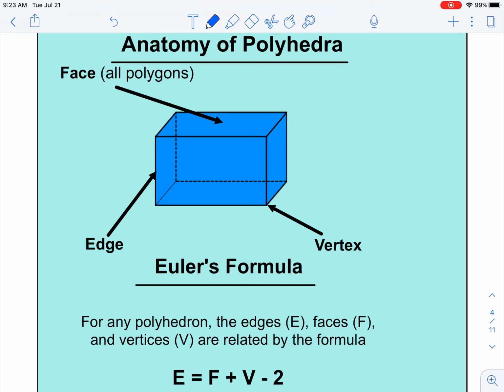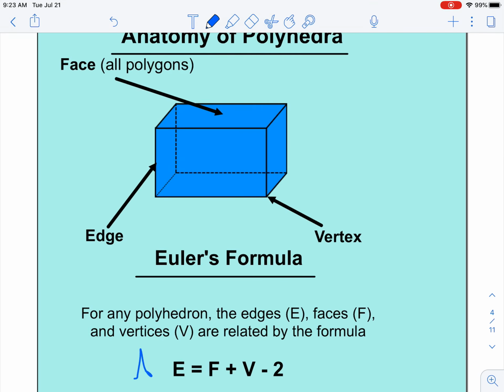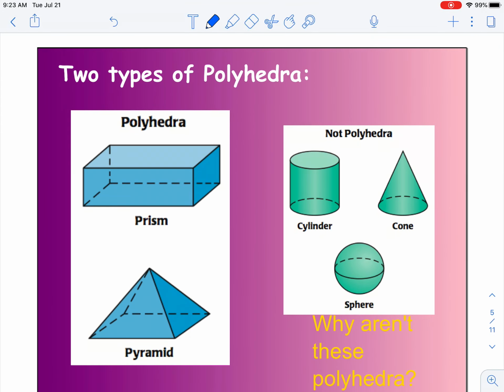And it turns out that for any polyhedron, the edges, faces, and vertices are related by Euler's formula right down here. Now, it's not something that's super important to memorize, but it does help you check and count the number of edges, faces, and vertices a little bit more efficiently and easier. So there are two types of polyhedron. There is a prism and a pyramid.